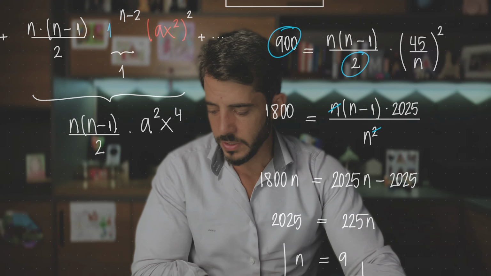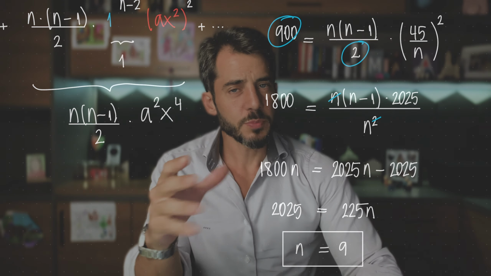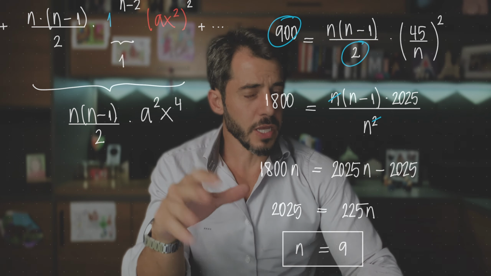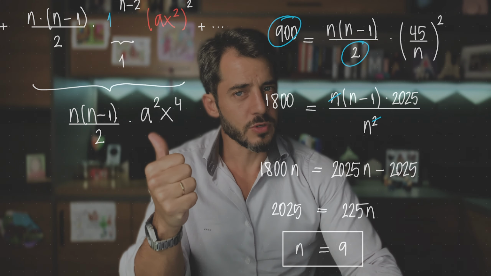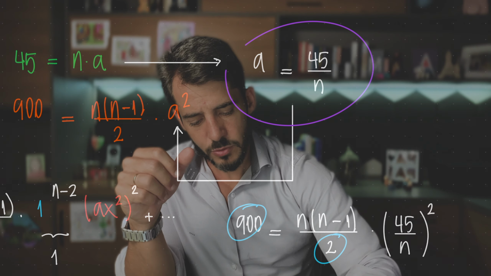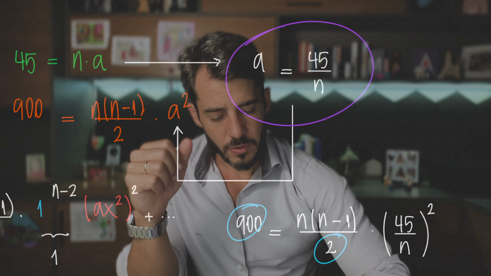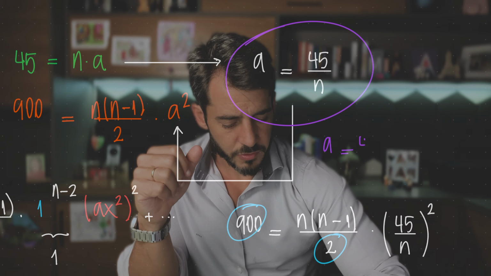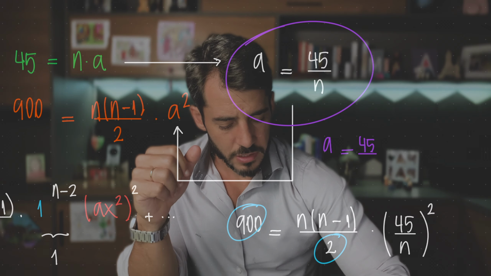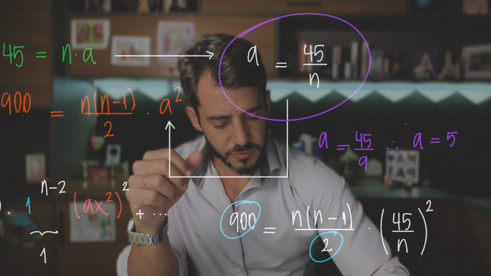Now, in order to find the constant a, we can just replace this n value into any of the two equations that we have in our system. And it's much easier, of course, to do it with this one. Now, a is 45 over the 9 that we got. Therefore, a is equal to 5. Now, there you go. This is all there is to it.